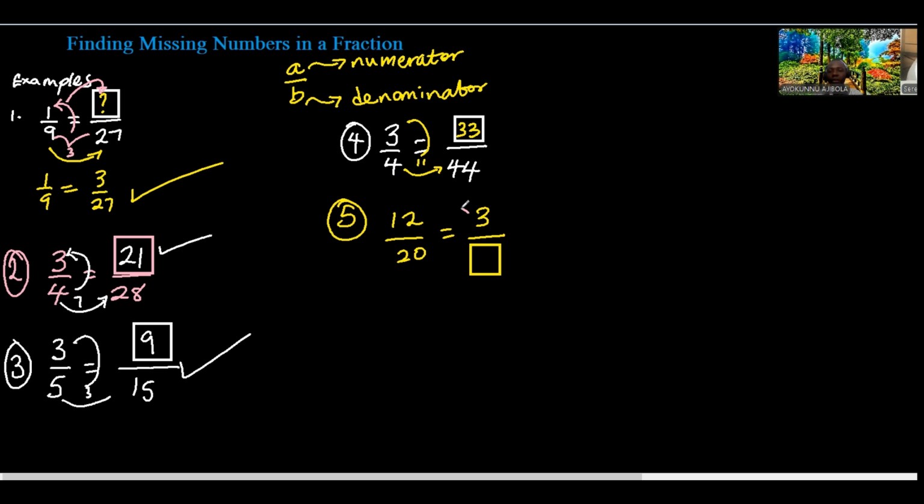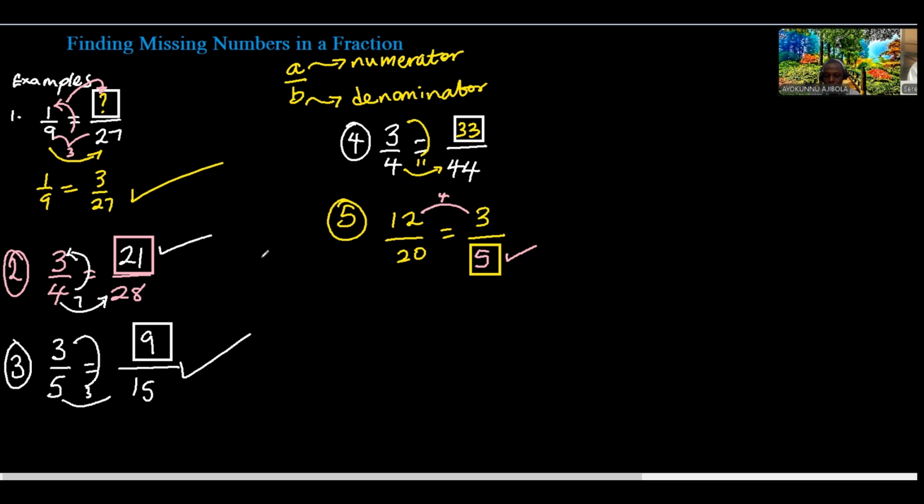say 3 times what is going to give us 12. That's 4, right? Yeah. Then 4 times what will give us 20? 5. You can see it's the same 5, right? Yes. Is it clear now? Yes. Okay, let's look at another example.